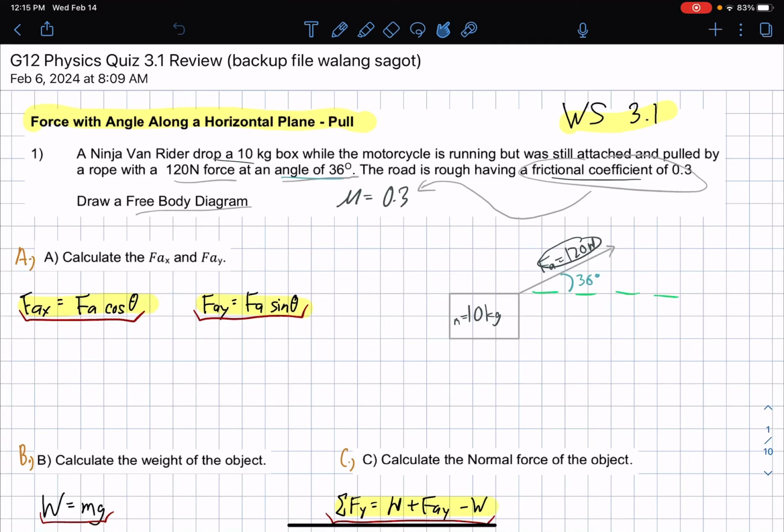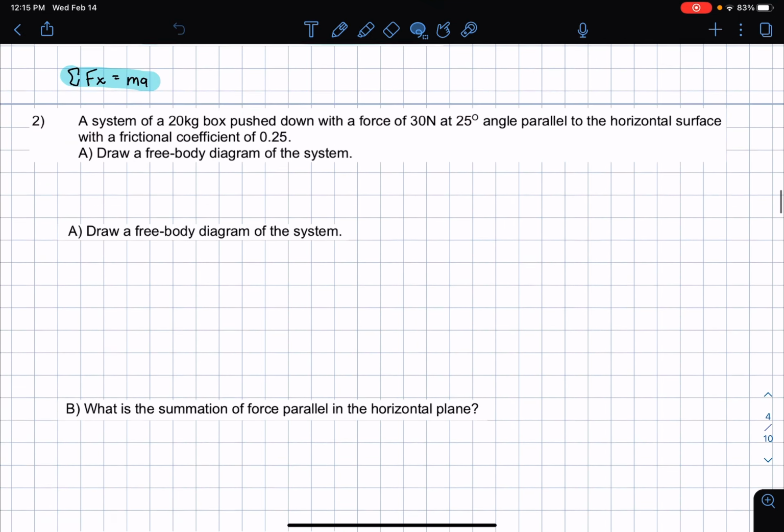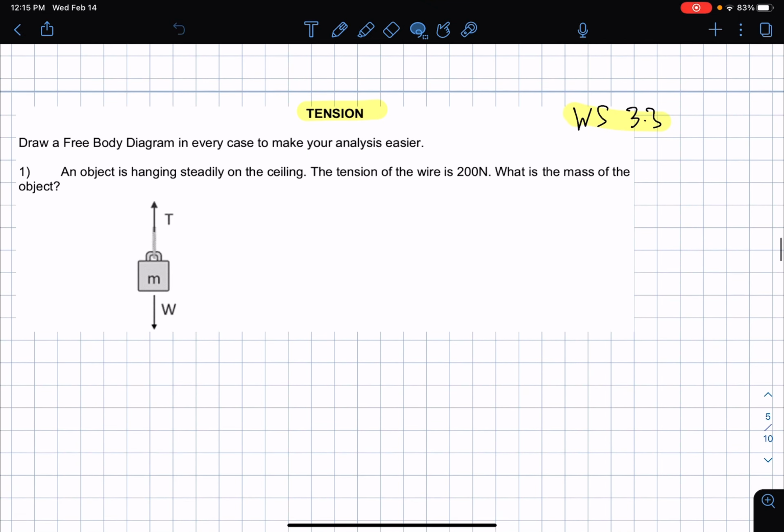Alright, in this video, we will be talking about force with angle along a horizontal plane. These questions we'll be answering, and maybe I'll stick to this part first, and I'll continue with the next lesson for the next video, as well as for the third, which is about tension.